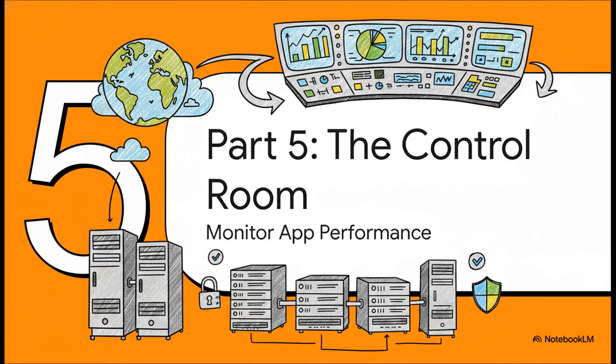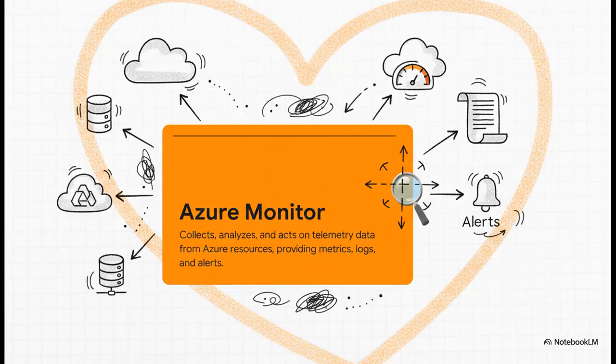Our app is live, it's secure, it's automated, and it's connected. The last and absolutely critical step is to build a control room, a place where we can watch over it 24/7 and make sure everything is running perfectly. The heart of our control room is Azure Monitor. It's the central hub that automatically sucks in, analyzes, and acts on data from all of our Azure resources. It's our single pane of glass, our mission control for the health of the entire application.